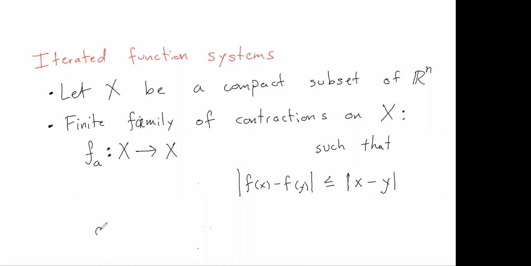And A is just in some finite index set. So we have finitely many of these functions. You can call them F1, F2, F3, or however many we have of them.